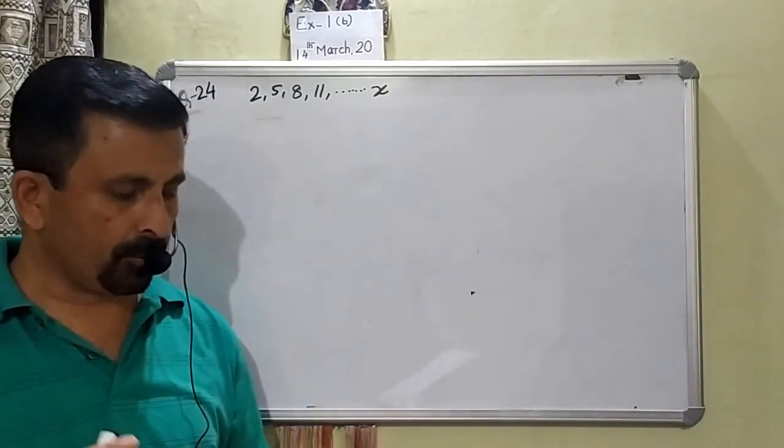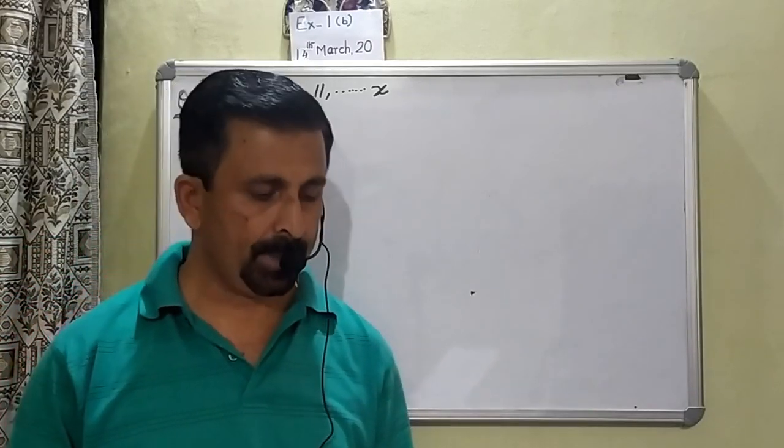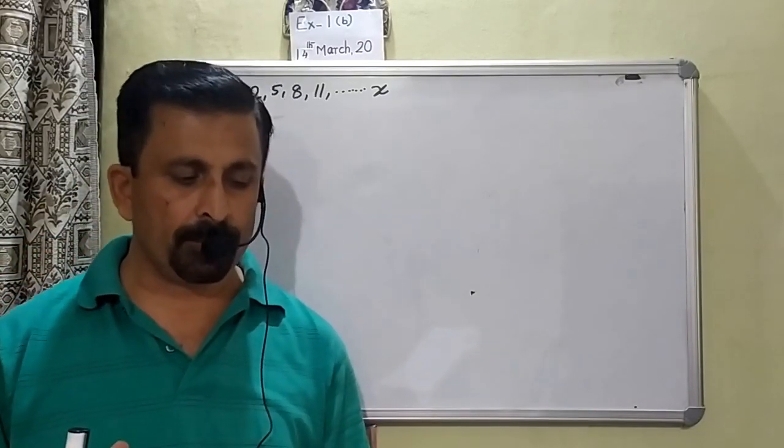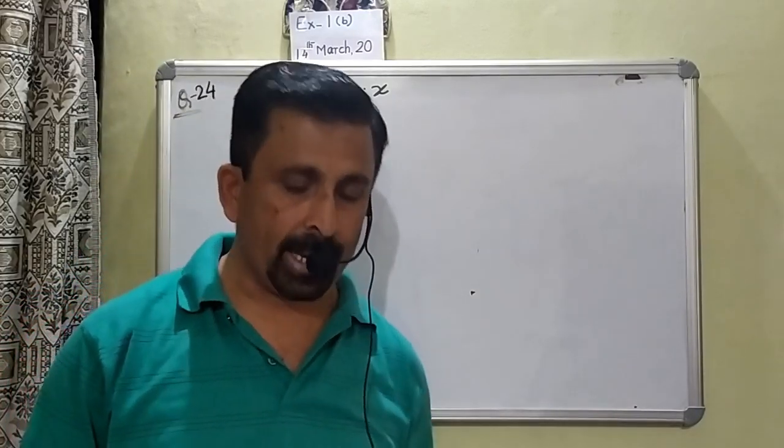This is the AP. The question says, if the sum of some terms of this AP is 155, if this is so, then find the value of x.